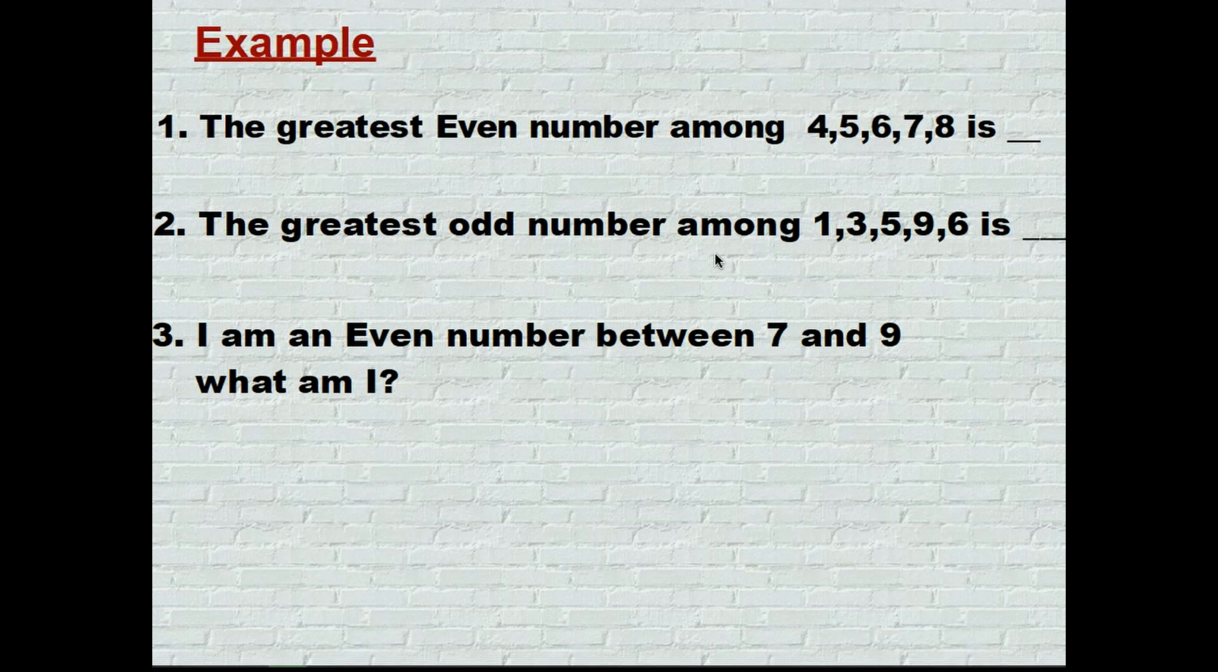Here you have another example. I have given you this additional example. The first one says the greatest even number among 4, 5, 6, 7, 8. Before this, I hope you differentiate what even and odd mean. So based on that, from these given numbers, which one is the greatest even? You write your answer here. Second, the greatest odd number among these.